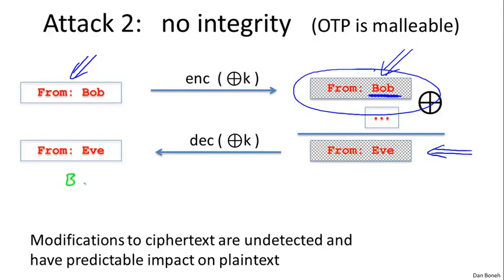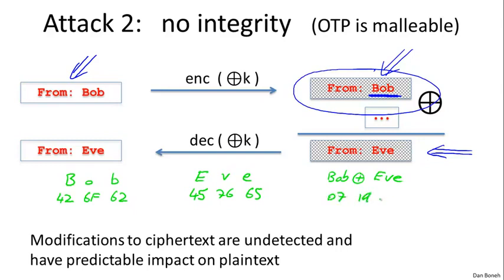So let's look at the word Bob, and I'm going to write it in ASCII. So Bob in ASCII corresponds to 42 hex, 6F hex, and 62 hex. So little b is encoded as 62, little o is encoded as 6F. The word Eve is encoded as 45 hex, 76 hex, and 65 hex. Now when I XOR these 2 words, I'm literally going to XOR them as bit strings, so Bob XOR Eve. It's not difficult to see that what I get is the 3 characters 07, 19, and 07. So really what these 3 characters are going to be are simply 07, 19, and 07.